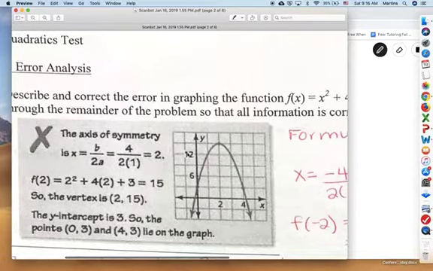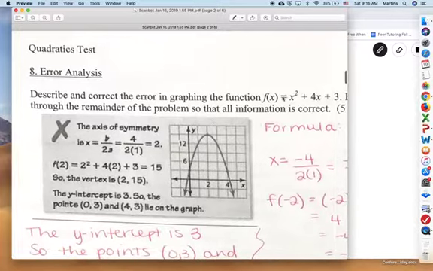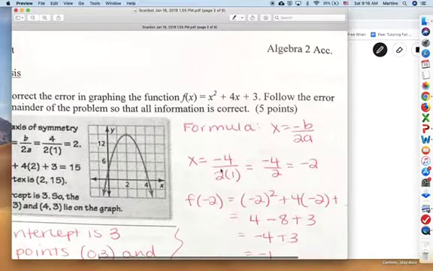So let's see, the b value is 4. That looks good. And then the a value was 1. Yep, there's a hidden 1 in front of the x squared. So it looks like the axis of symmetry is actually going to be -2. Okay, and so I calculated it over here. I have -4 over 2 times 1. And yes, I got -2.